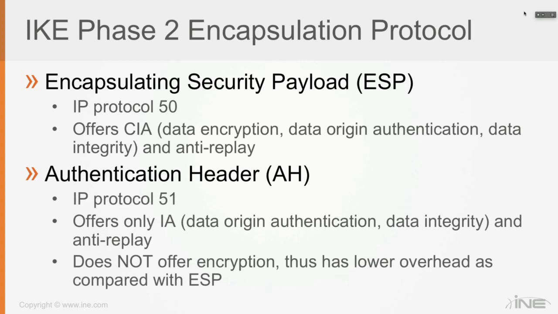If we negotiate AH, which stands for authentication header, as the name states, I'm going to just authenticate, not encrypt. So AH is going to be IP protocol number 51, and it only offers IA, so no encryption. Of course, it has lower overhead because it doesn't offer encryption, but it's less secure because packets are readable in the transit network because they're not encrypted.